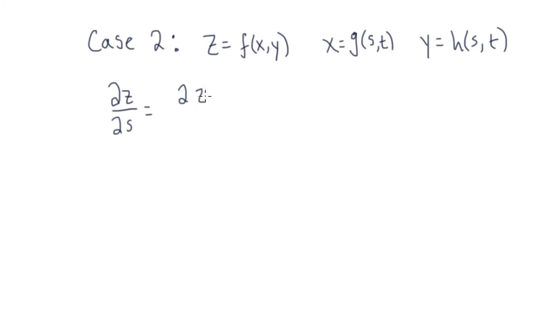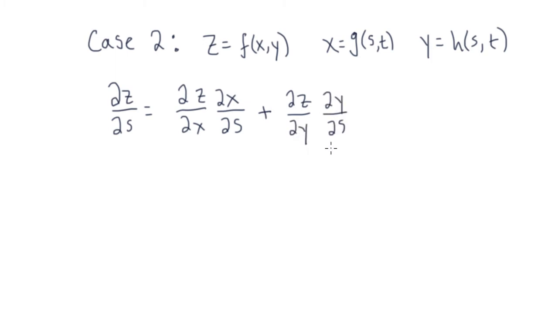So I have partial z, partial x, partial x, partial s, plus partial z, partial y, partial y, partial s. So notice I'm taking the derivative with respect to s, and so I need to consider both contributions from the intermediate variables x and y. So here's x and here's y. But x and y themselves, I need to differentiate with respect to s.